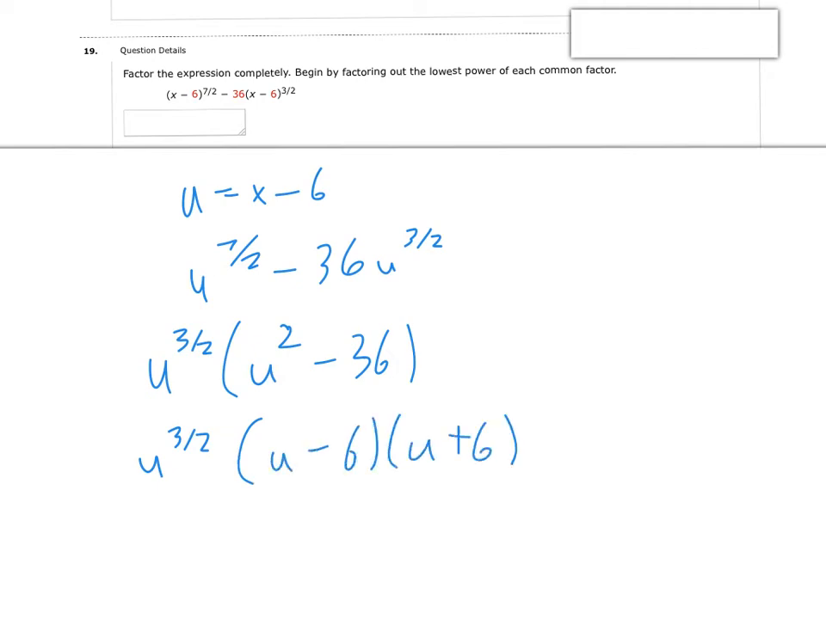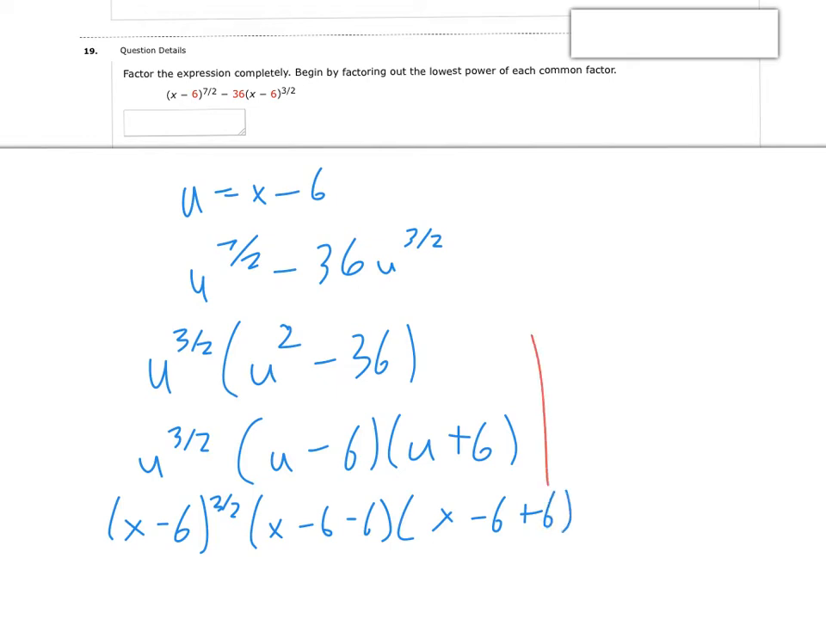And now I'm going to reinsert my u back in, so that becomes x minus 6 to the 3 over 2 here. This becomes x minus 6 minus 6, and this becomes x minus 6 plus 6. So now I'll combine like terms, and I'll write, I think this will be my final answer here. It'll be x minus 6 to the 3 over 2 power times, actually, that'll be x minus 12 first for this one, and then that last one will actually just simplify to x.